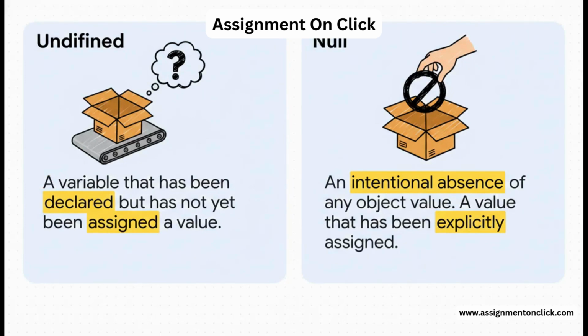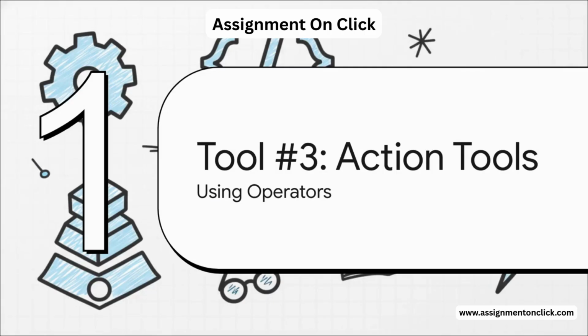And this one trips up everybody at first. So let's get it straight. Undefined is the computer saying, hey, this box exists, but you haven't put anything in it. Null, on the other hand, is you telling the computer, I'm intentionally making this box empty. It's the difference between accidental emptiness and deliberate emptiness. So we have our containers, and we have our materials.